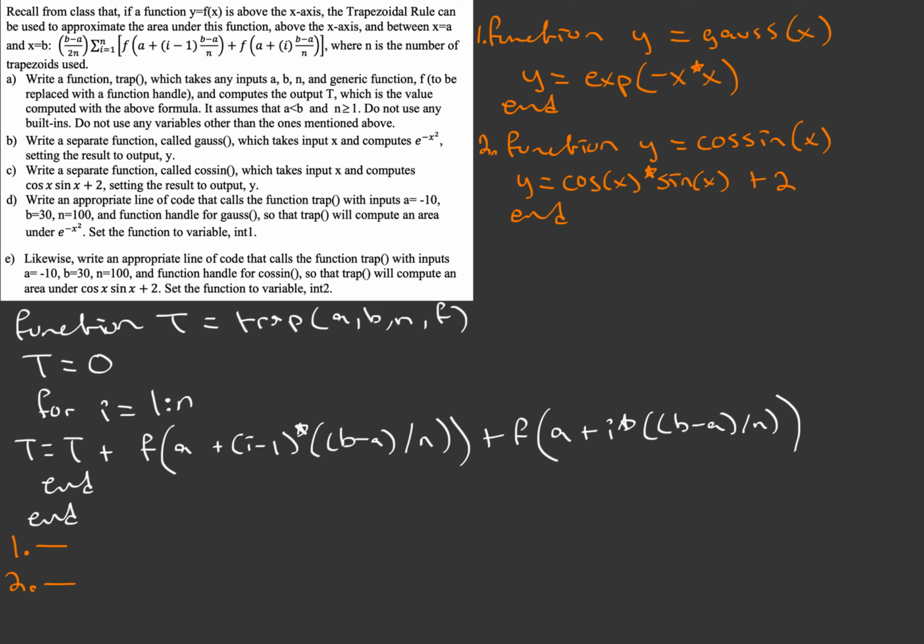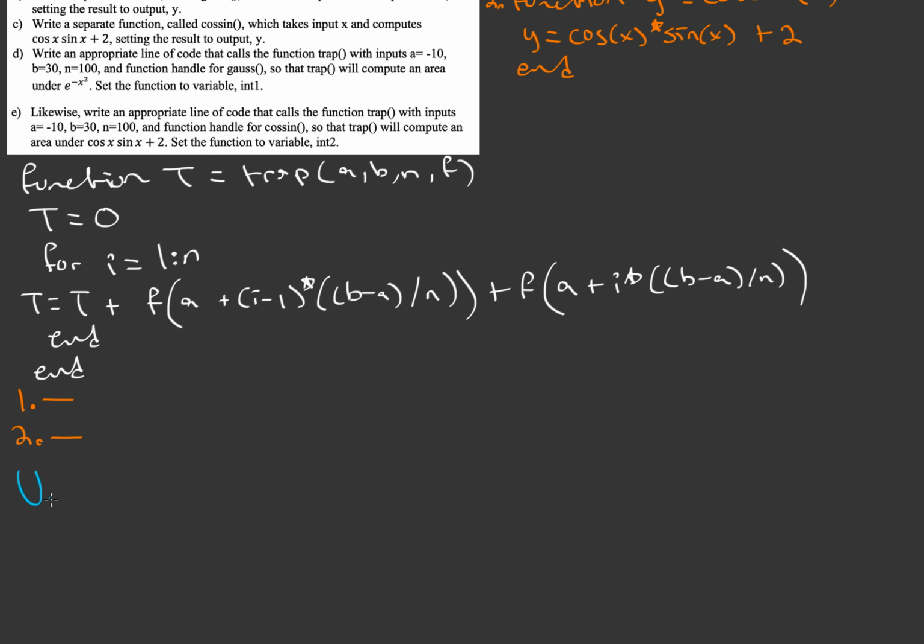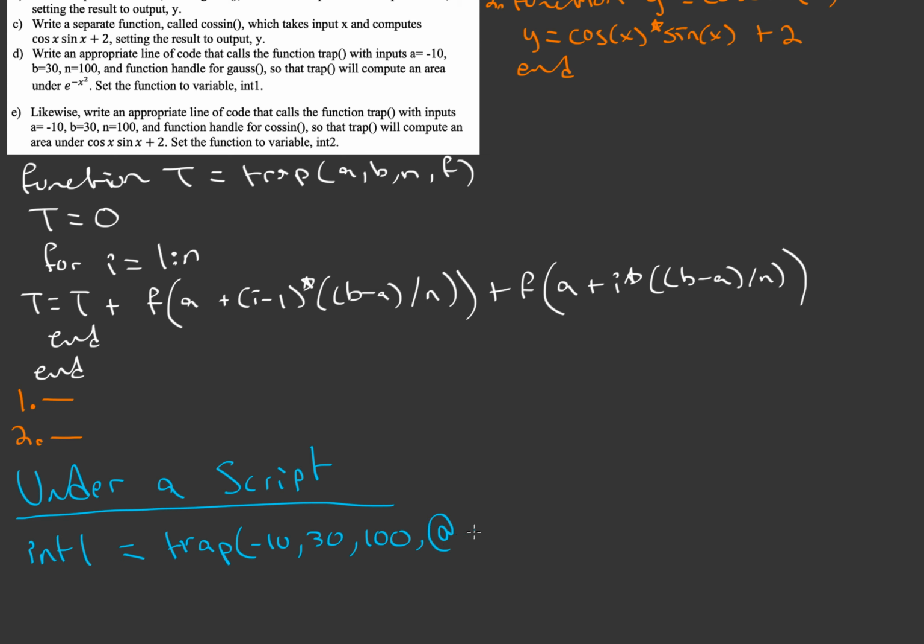Now the script, if we were to use this entire function in a script, if we were to put this in a script and call these, we're going to use the integer 1 as our output. We're going to call trap by saying our a, which is negative 10, so trap of negative 10, b is 30, n is 100, and if we're going to call a function, so Gauss, we're going to say at, and then Gauss. That's how you use a function handle.